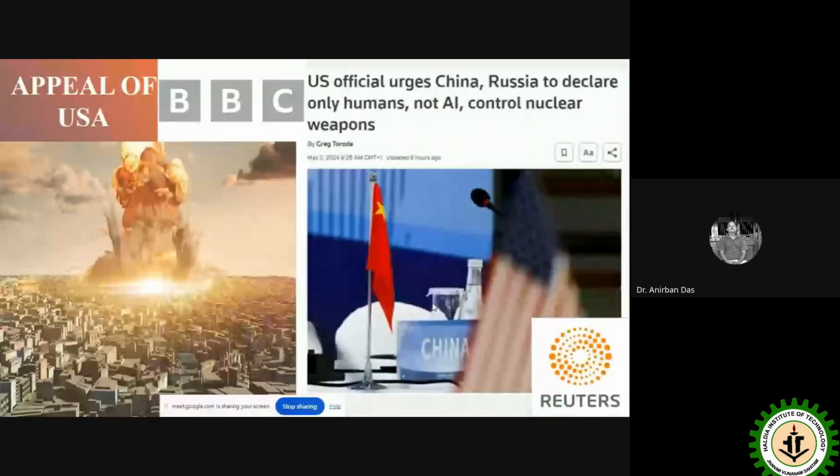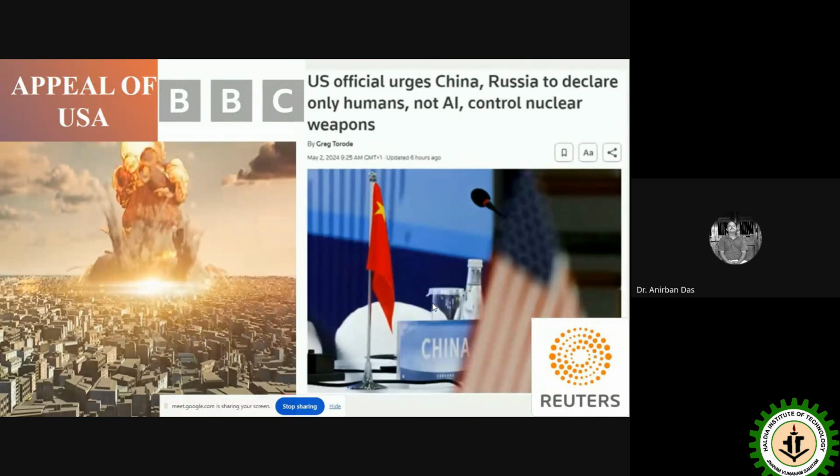So ultimately, the US is now in a position to urge China, Russia, those very superpowers, that only humans should have control of nuclear weapons. Otherwise, if you leave the engine, if you leave the machine sitting in the driver's seat, then whatever situation you can feel, that will be the scenario. So that is the US urge, that there should be human control.